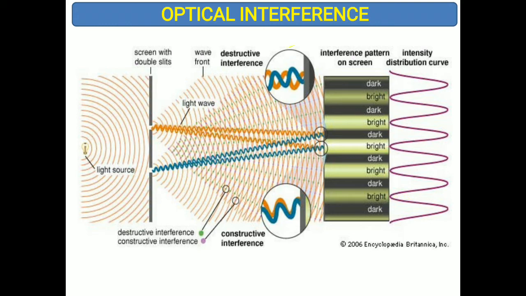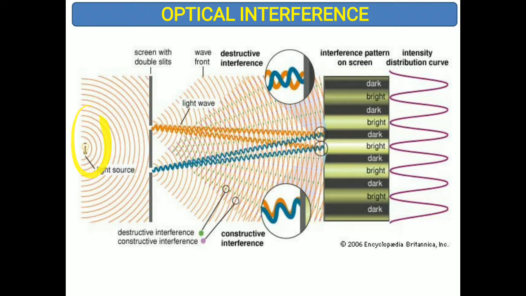Here you can see this is called destructive interference. The light rays combine out of phase. So these are in phase and these are out of phase. When light rays interfere out of phase, this will lead to dark bands, meaning the brightness is going to reduce.